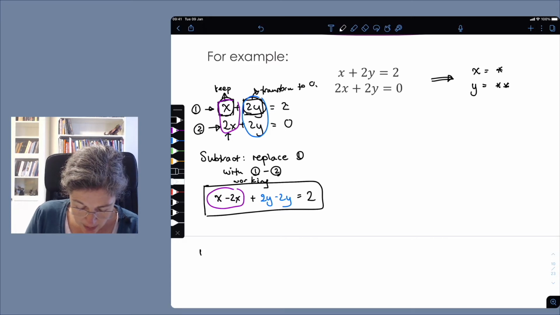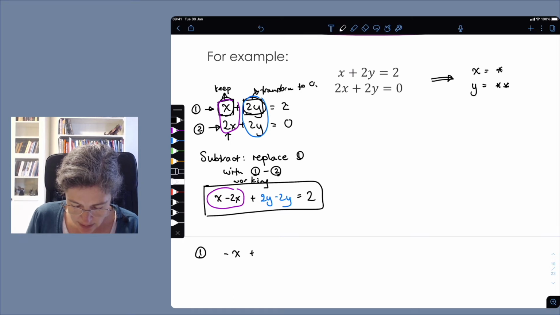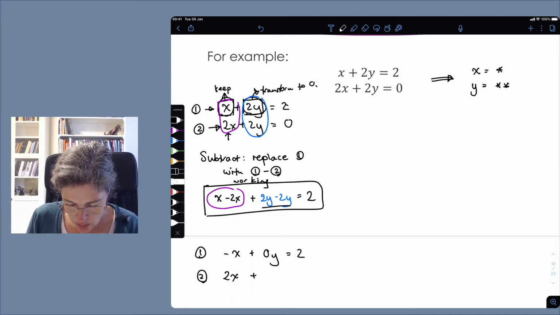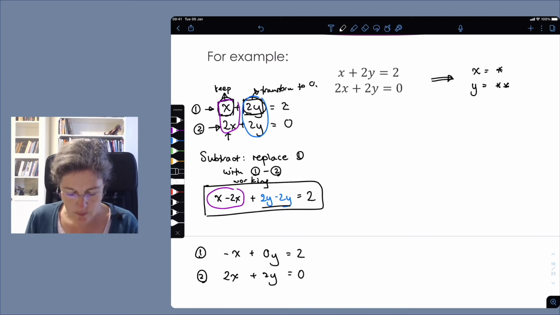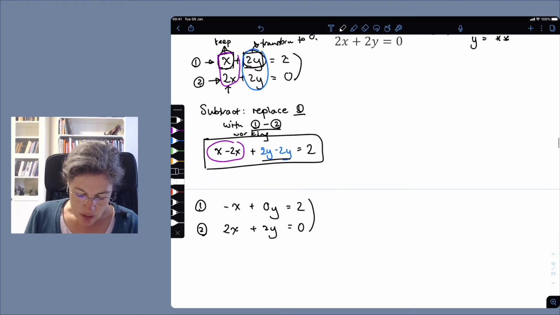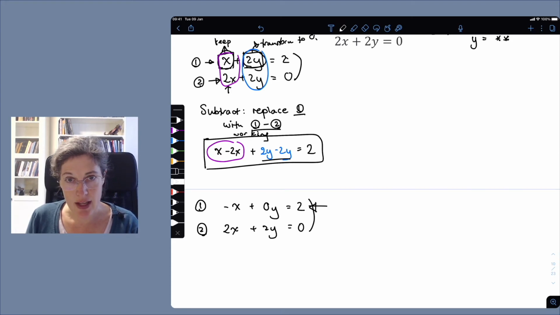So what I end up with now is a new equation 1, which looks like minus x plus naught y is equal to 2, and I haven't done anything to equation 2. Okay, so all I did to go from this step to this step was I replaced equation 1 with 1 minus 2. Alrighty. So this is looking quite good, because if I multiply through by minus 1 here, then I know that my solution is going to be x is equal to minus 2. So let's just do that.